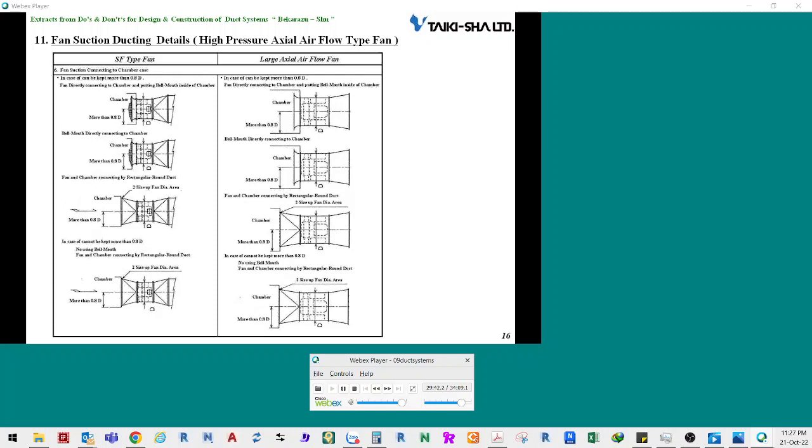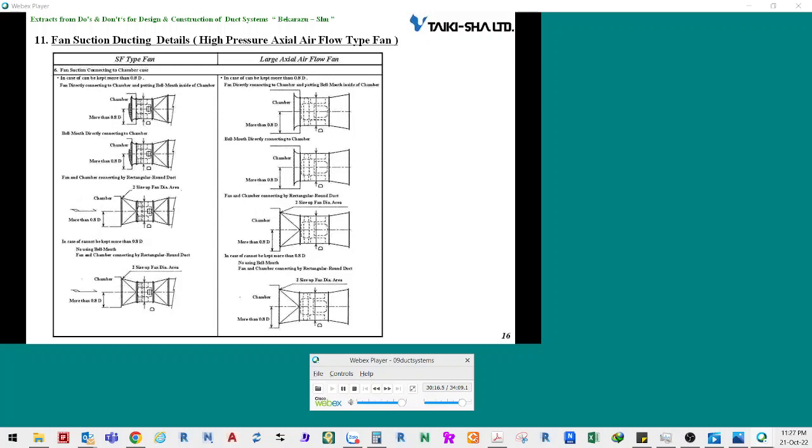If the fan center can be positioned 0.8 D away from the chamber walls, the fan can be installed in the chamber. In this case, a bell mouth should be attached inside the chamber. A bell mouth can also be attached outside the chamber. In addition, a rectangle to round duct with an opening 2 sizes larger than the duct base can be connected to the fan. In any case, a wire gauze should also be attached.